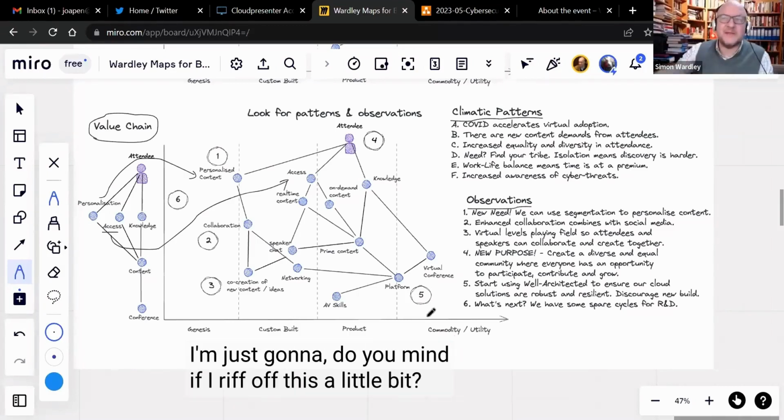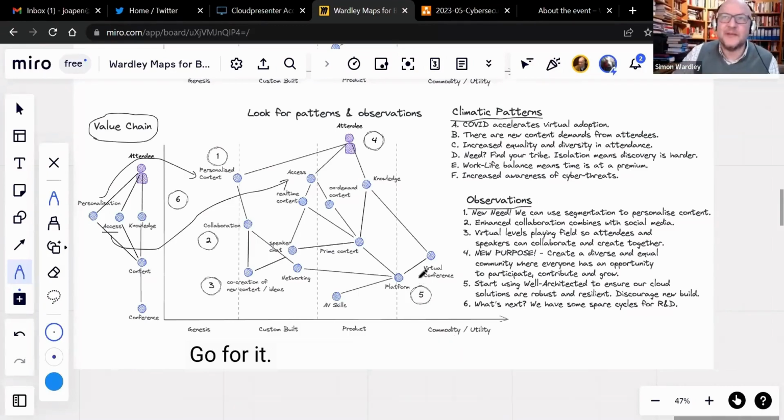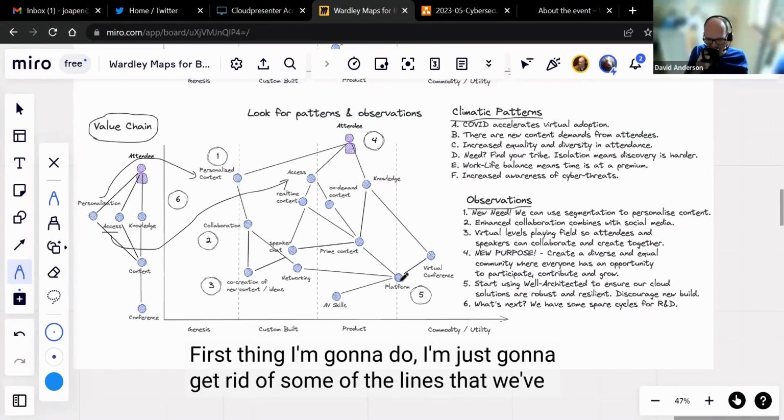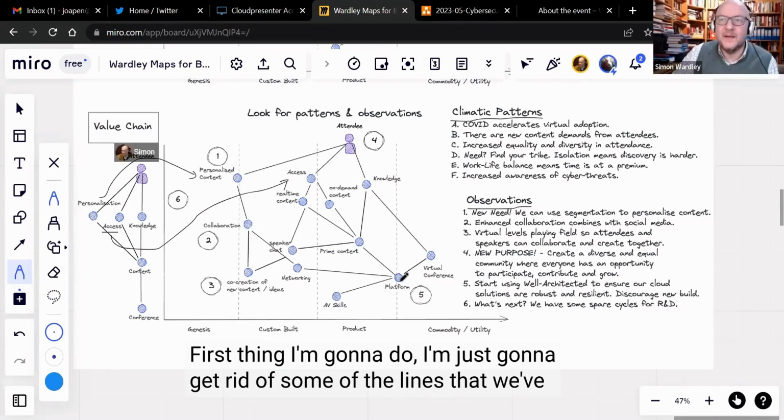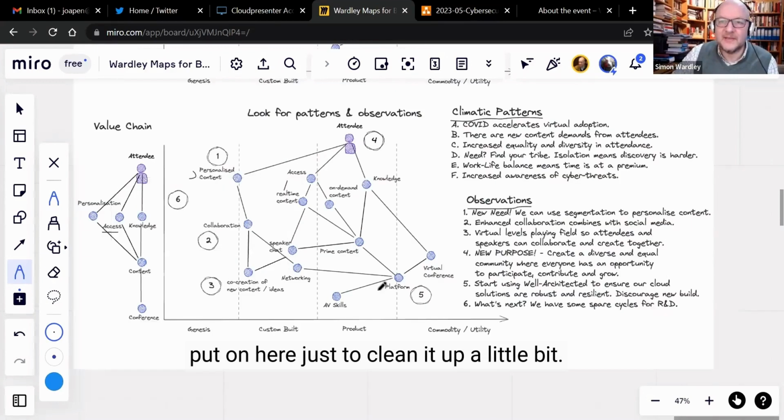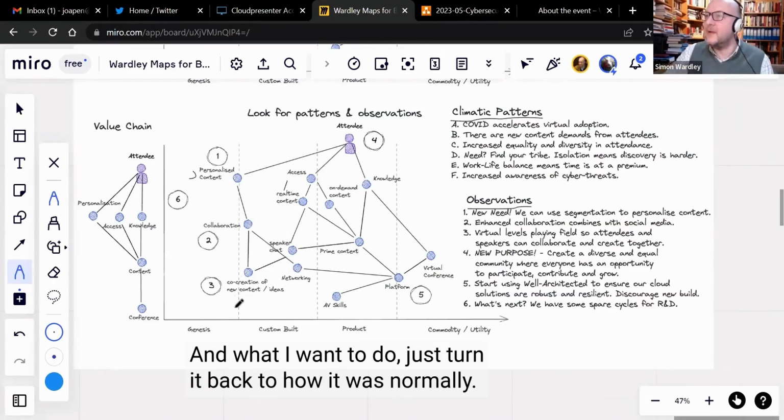That's really good. Do you mind if I riff off this a little bit? Go for it. Good. First thing I'm going to do, I'm just going to get rid of some of the lines that we've put on here, just to clean it up a little bit. Sorry about that. And what I want to do, just return it back to how it was normally.